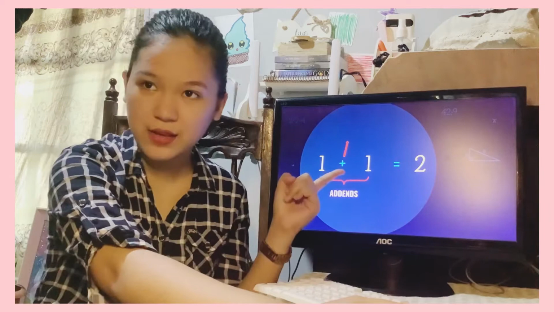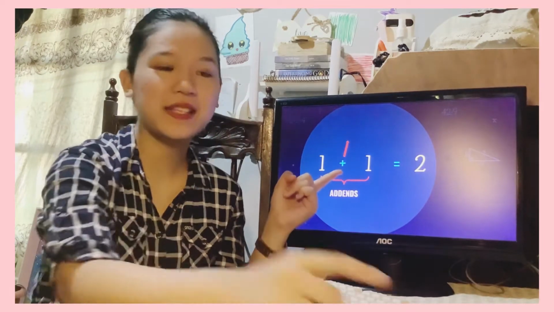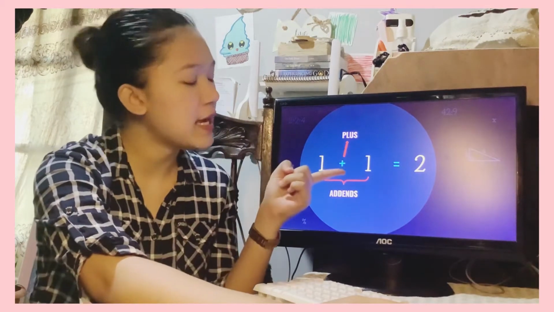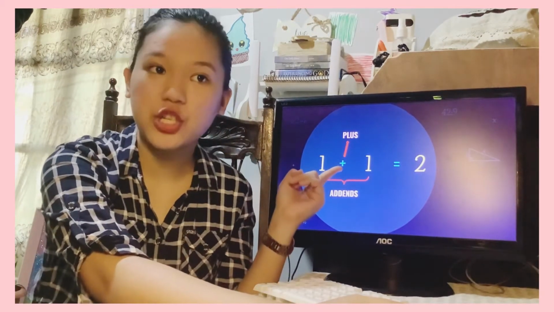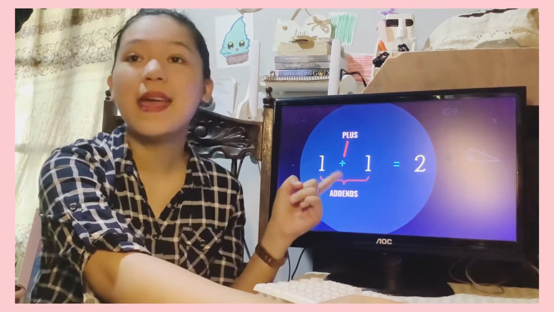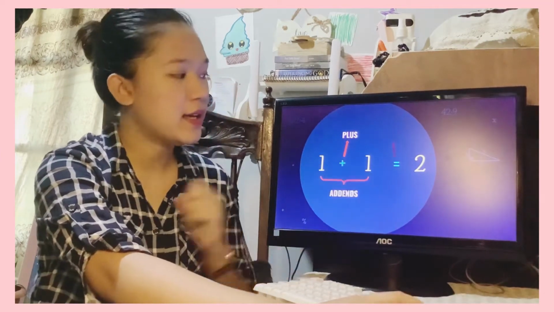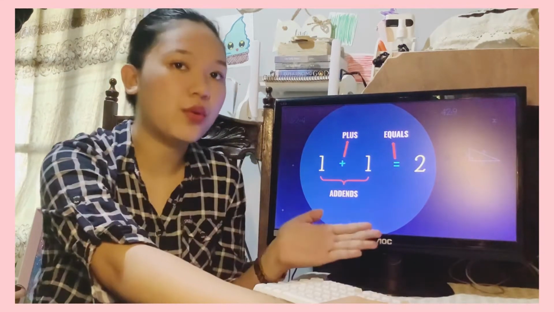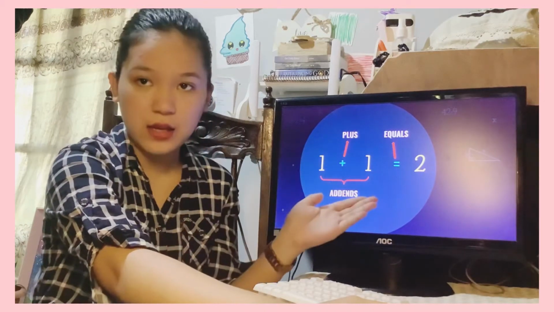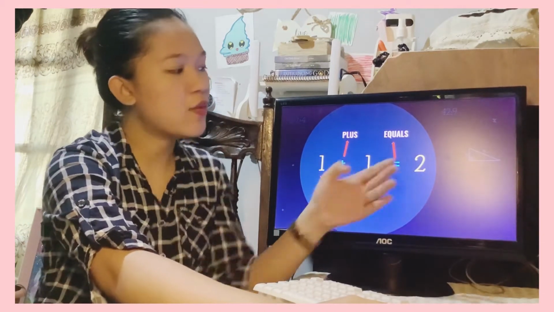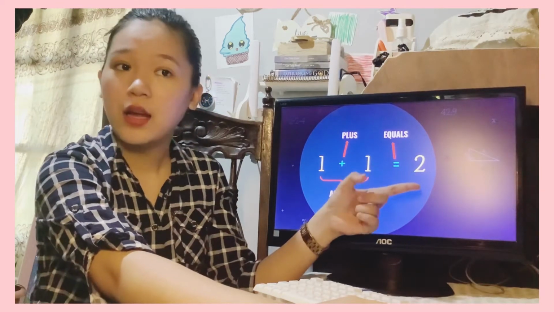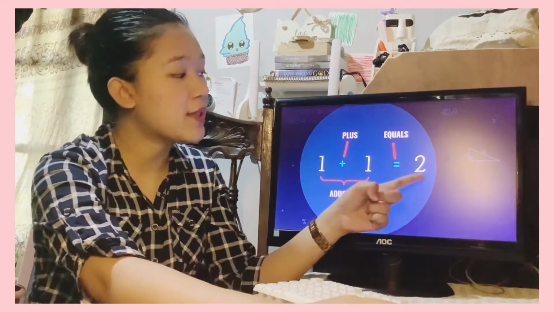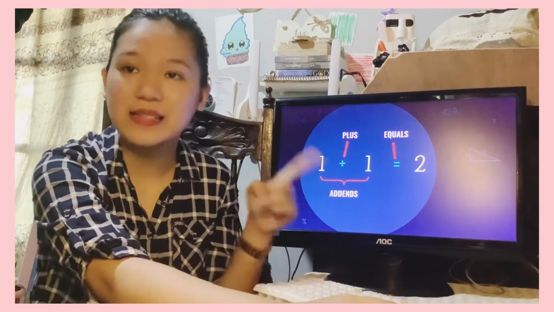And this sign is, yes, very good, the plus sign. Whenever you see a plus sign, it automatically means addition. And this sign is the equals. It is the result of this addition. Now, what is this number? Is this an addend? No. This number is not an addend.